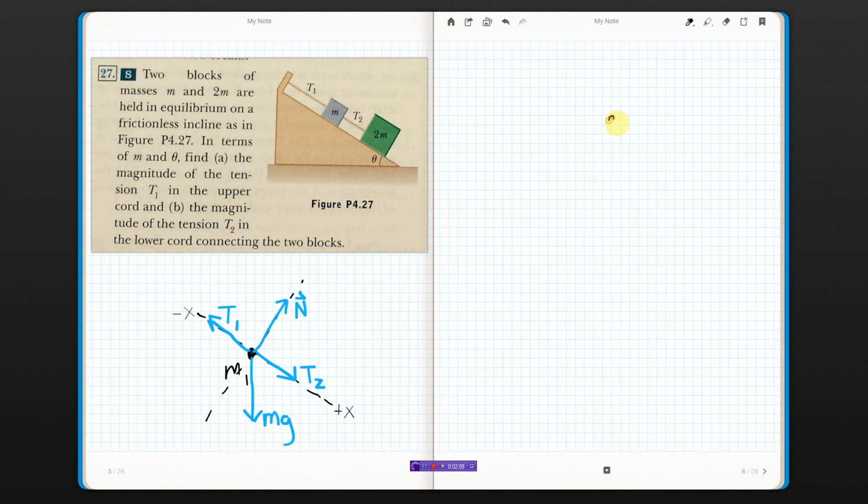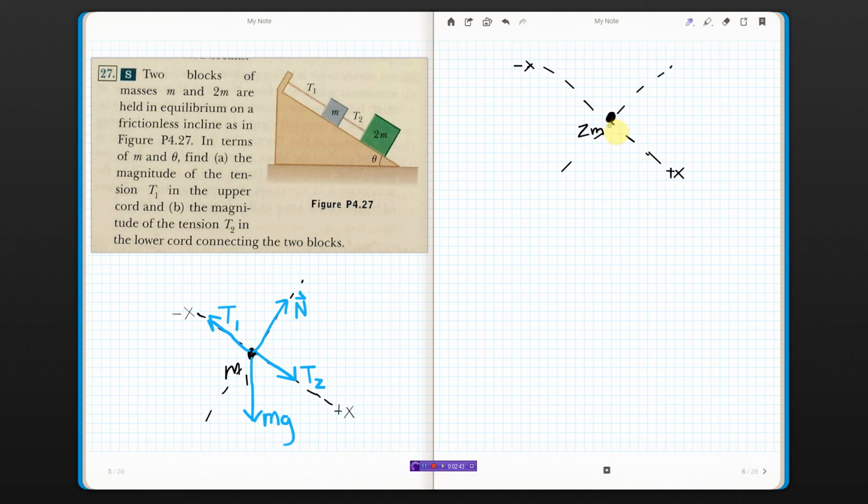Okay, the other object is going to be 2m, and it's also on the same slant. Oh, that was really bad. Having trouble, sorry. Well, it's really sloppy, I apologize. Let me make these thicker, there we go.